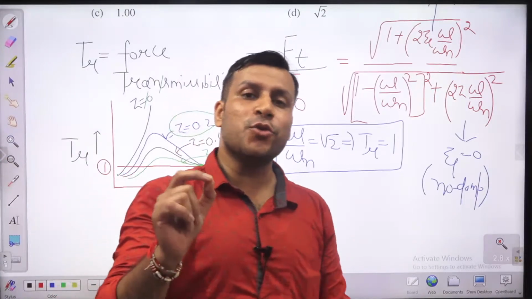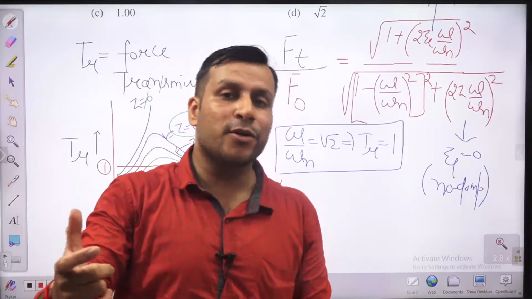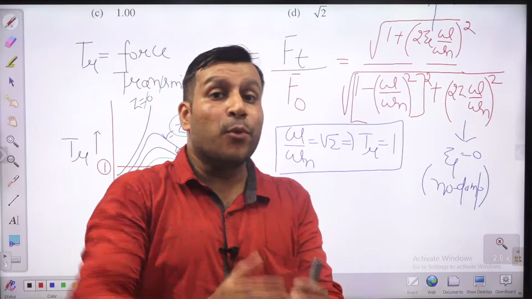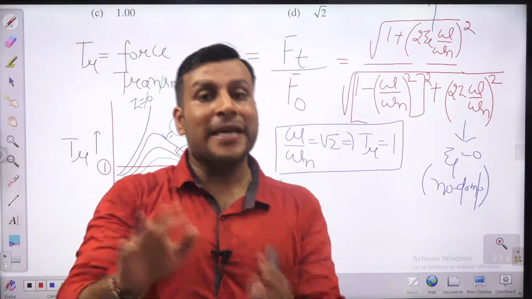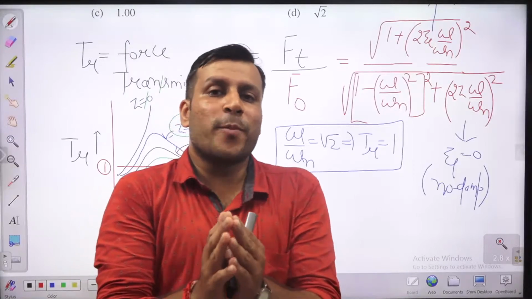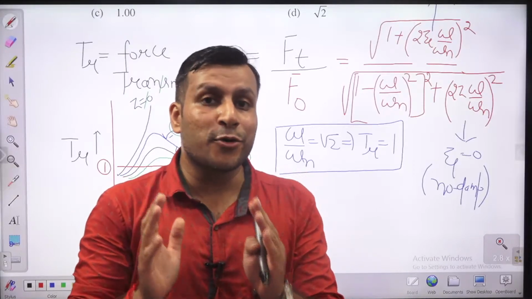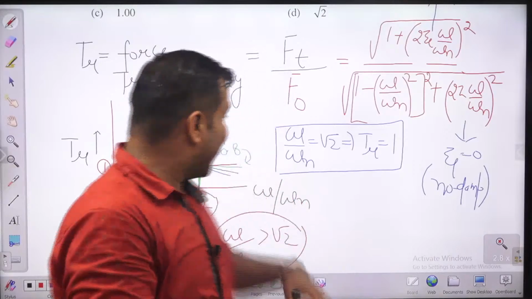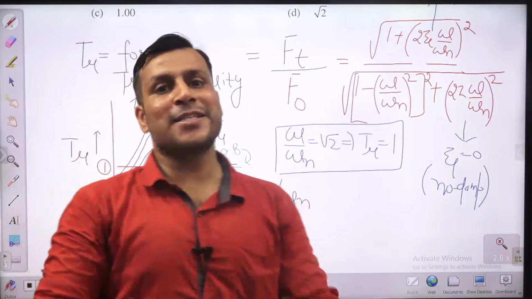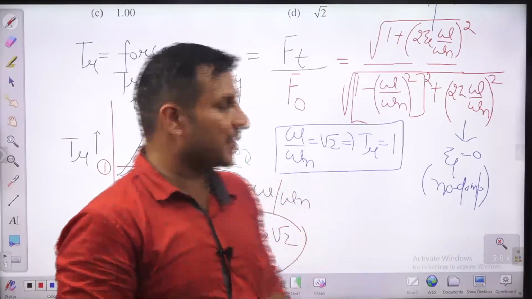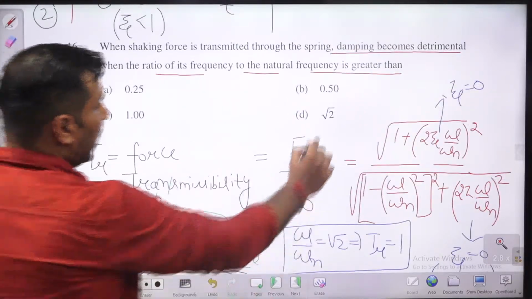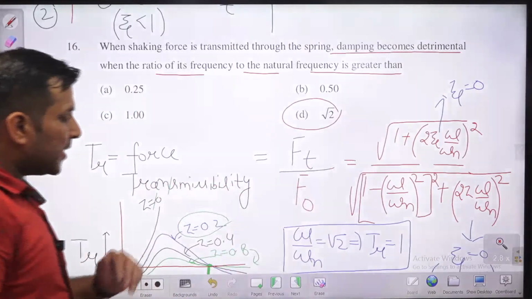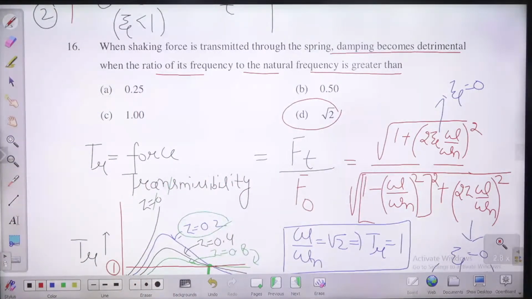But if this ratio omega by omega n is greater than under root 2, then the more the damping, the more the transmissibility. Less is the damping, less is the transmissibility. That's why if this omega by omega n is greater than under root 2, it is good to keep less damping, so that the transmissibility will be less. Okay, so the answer for this question is under root 2. I have given you some additional information, guys, related to this force transmissibility. I hope this is very much clear to you.